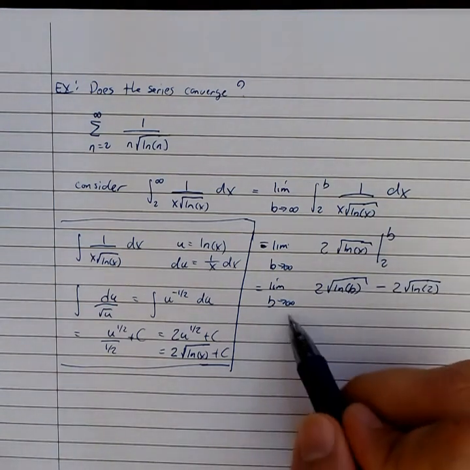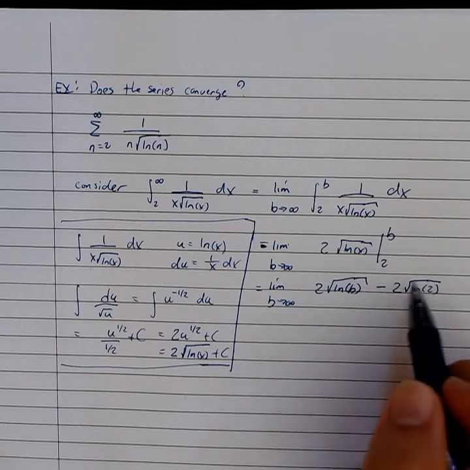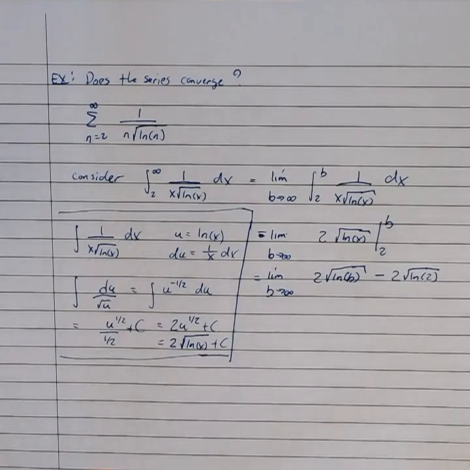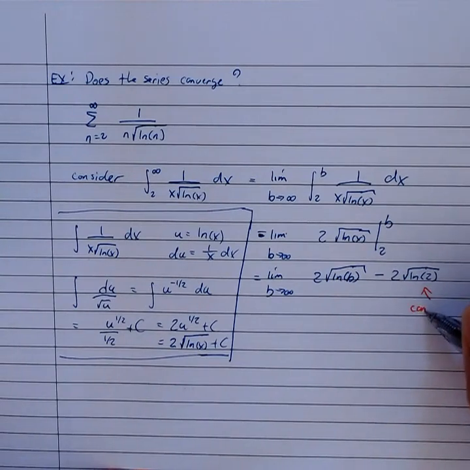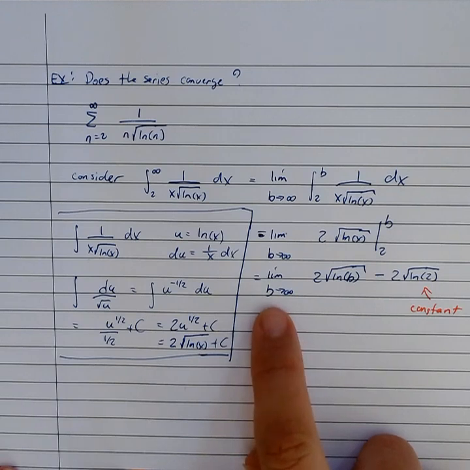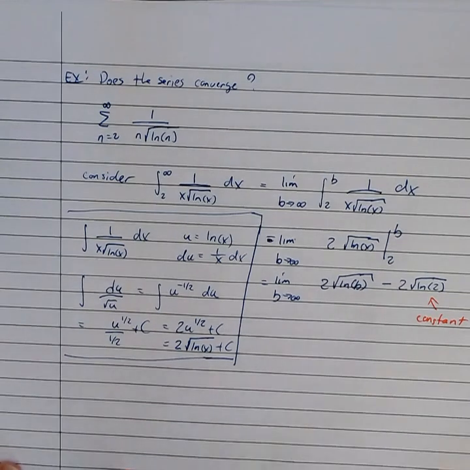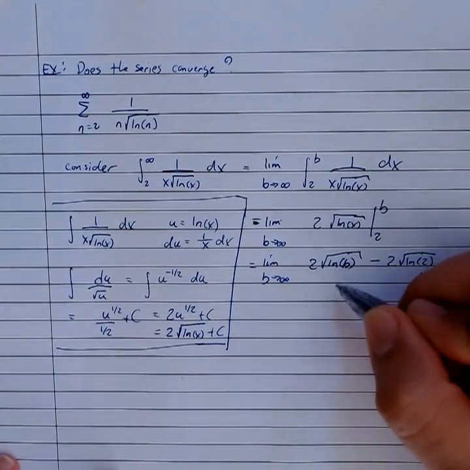Okay. Now here we're going to evaluate a limit. Note that this is just a constant number. 2 square root of the natural log of 2, that's constant. As b approaches infinity, nothing about it will change. So everything will depend on this one. Now, I'm taking the limit as b approaches infinity. As b approaches infinity, the natural log of b will approach infinity. And if you're taking the square root of an infinitely sized number, that's also going to go off to infinity.